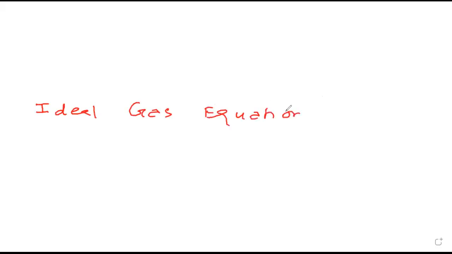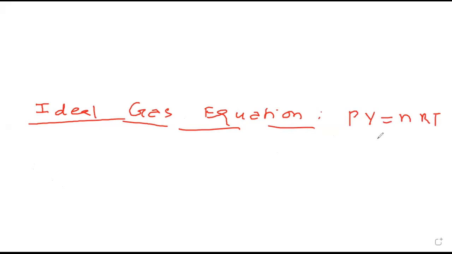Next heading, right? Ideal gas equation. Anybody knows what is ideal gas equation from chemistry? PV equals nRT. What is n? Number of moles.